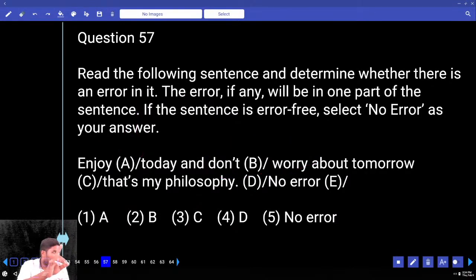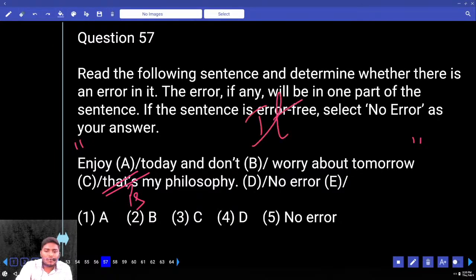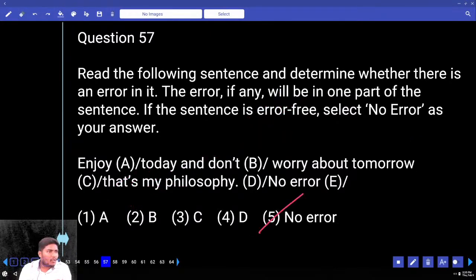One thing, one error, instead of that is my philosophy. All this sentence can be treated as a proverb, and it is my philosophy. This is the one rule which we can use, or we can go for no error. You can opt for the fourth one, or you can opt for the no error combination.